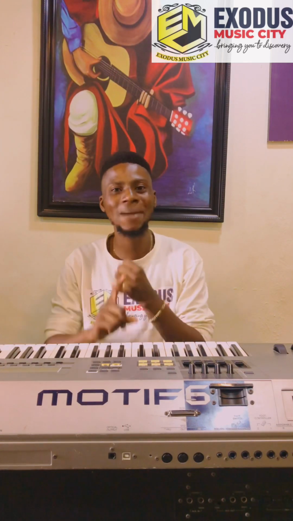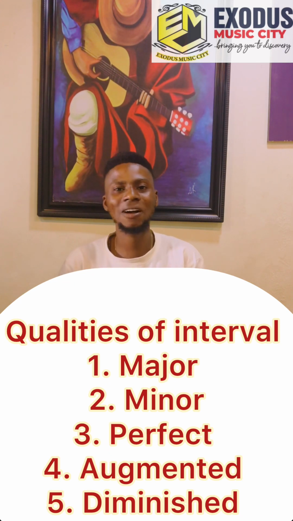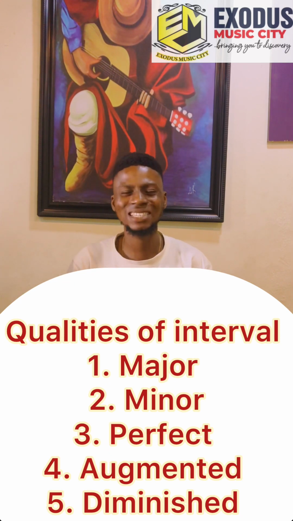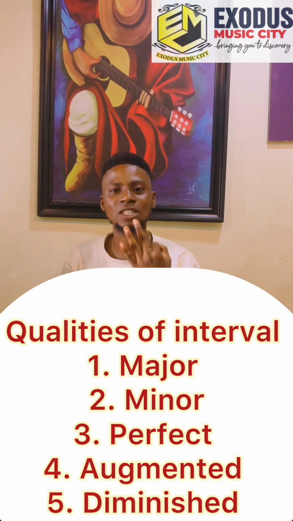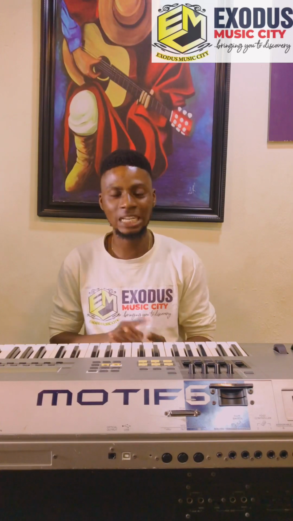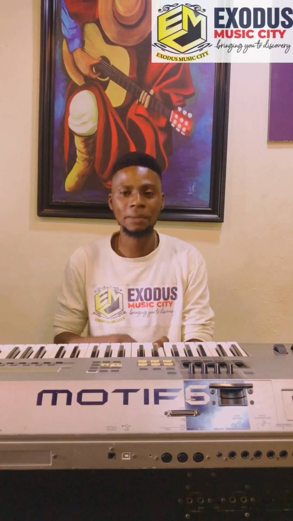And we have 5 qualities. We have the major interval, the minor interval, the perfect interval, the augmented interval, and the diminished interval. Major, minor, perfect, augmented, and diminished. So when I say C to E, which is a third, it can be major third, minor third, perfect third, augmented third, or diminished third.